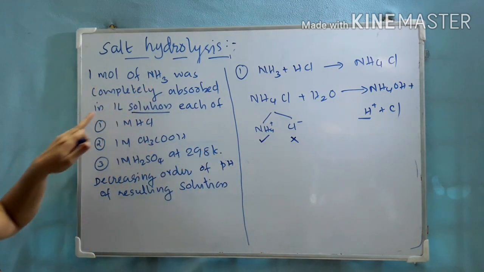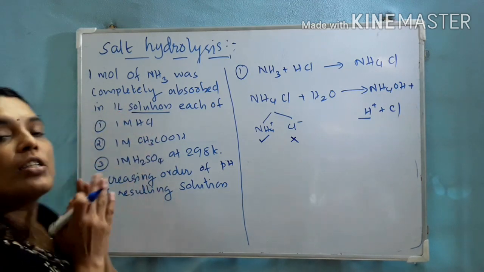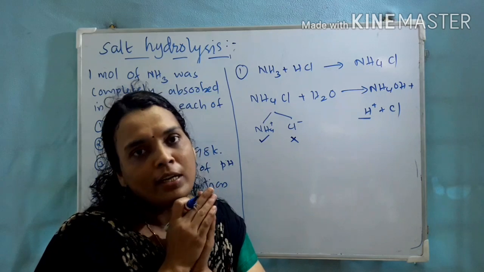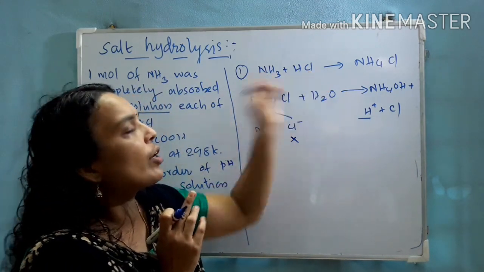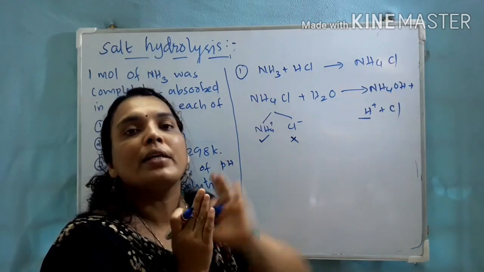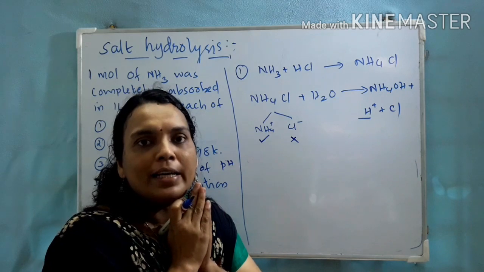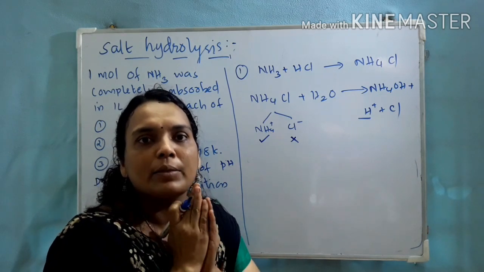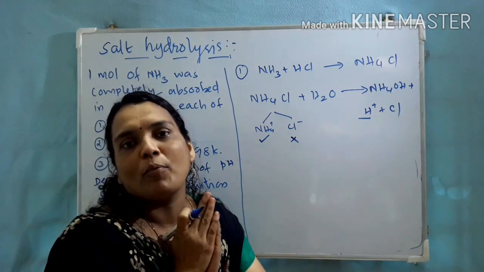1 mole of ammonia in 1 liter and 1 molar HCl solution. The concentration of both ammonia and HCl are the same. According to the stoichiometry, 1 mole of ammonia requires 1 mole of HCl for complete reaction. So it is completely reacted. No excess reagent is present. So the solution consists of 1 mole of ammonium chloride.